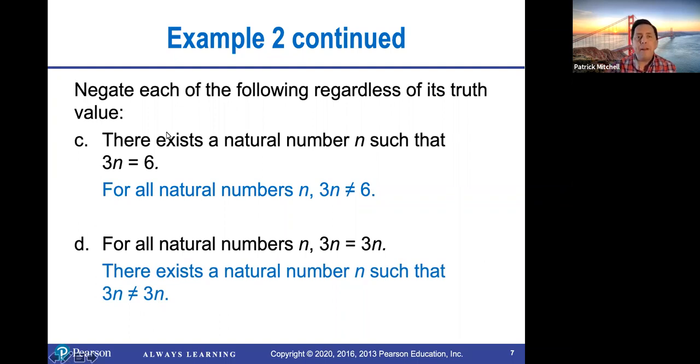So just to recap, in letter C, this is really the same thing as some are, and the negation is none are. And in letter D, the original statement is all are, and the negation is some are not, all right? So those are really the only two things you have to remember. All are and some are not are opposites. Some are and none are are opposites. So if you can just hold on to that, that should help you with these quantified statements.